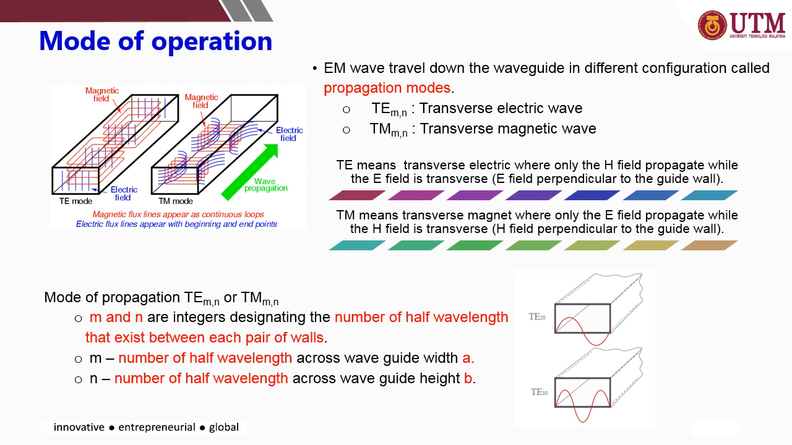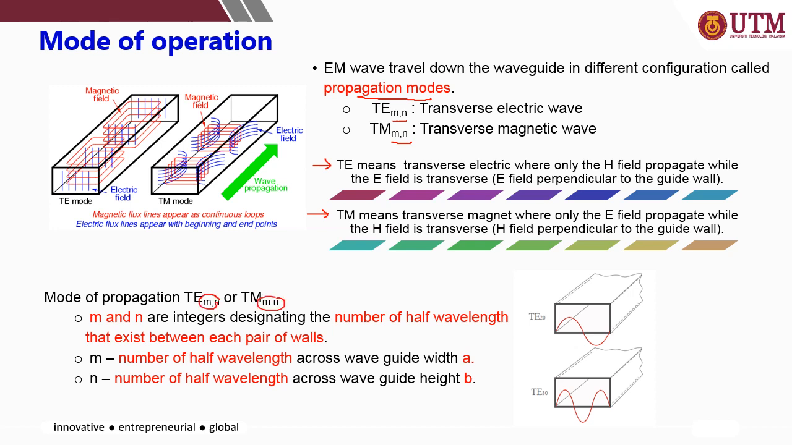The wave travels down the waveguide in different configurations called propagation modes. It is represented by the mode numbers M and N. Either it is TE or TM modes, transverse electric or transverse magnetic. So what does TE mean and TM mean? You can just read through this statement. And the mode of operation, as mentioned, defines whether it is TE or TM and the mode's number.